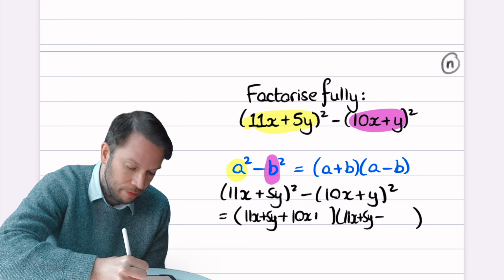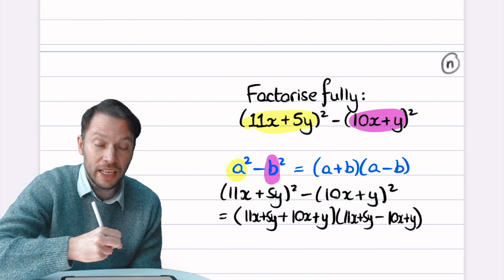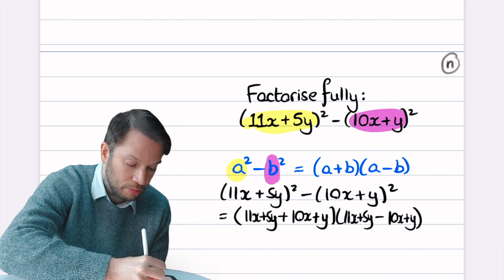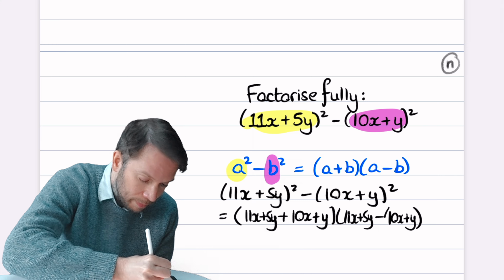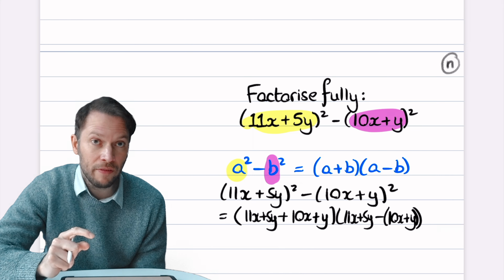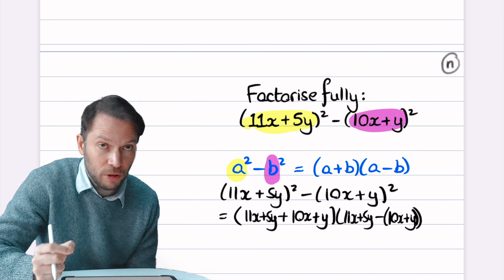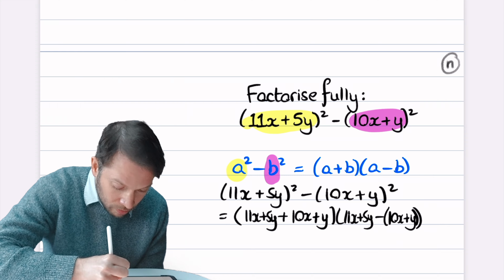Now you have to be careful in the other one, because if I just wrote 10x plus y here like that, it's actually wrong because you want to subtract all of 10x plus y. So you actually need a bracket around that because you're subtracting all of 10x plus y. And in general, if you're ever subtracting any expression with multiple terms, you must put it in brackets. Okay, right, we're nearly there.